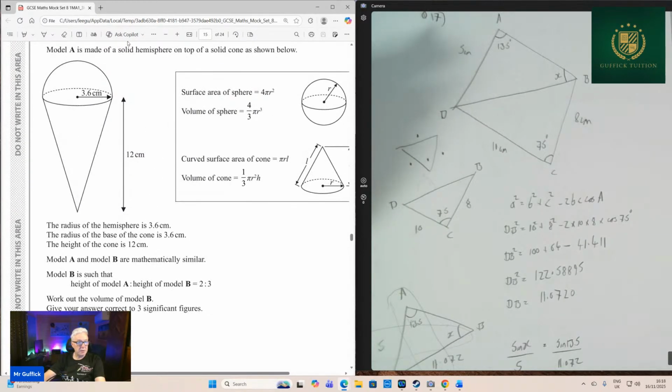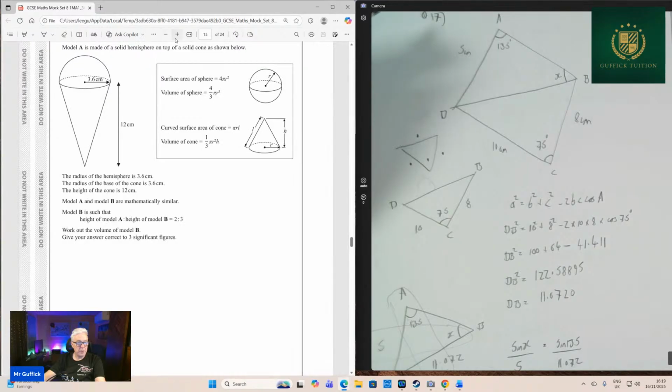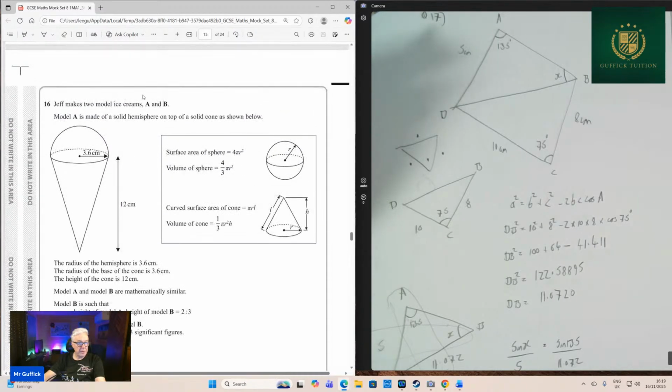Right, this one looks as though it could be quite confusing. We've got stuff going on here. Let's have a look at this one. Right, what's happening with this one?